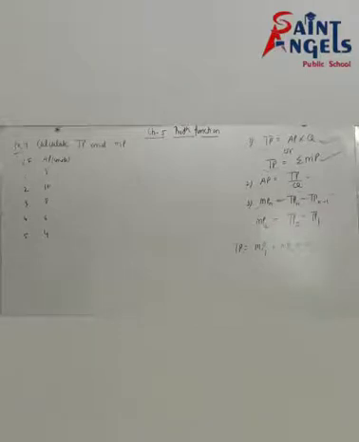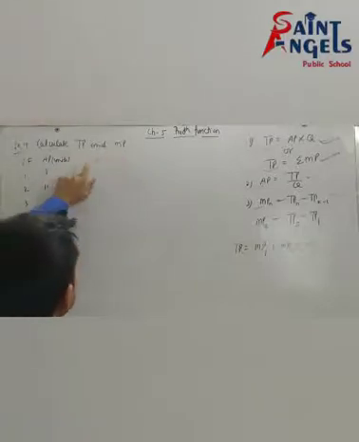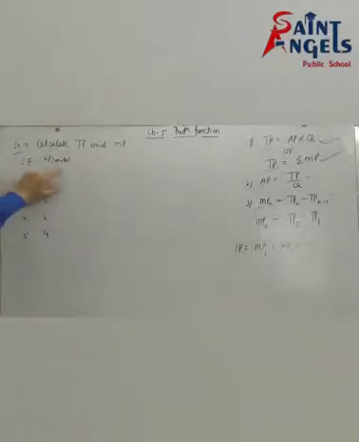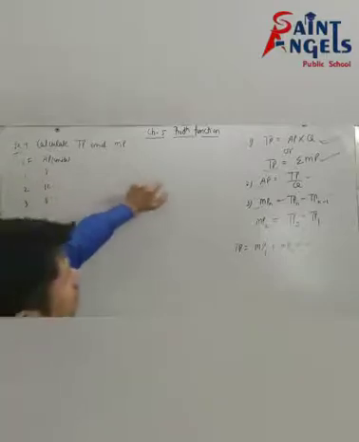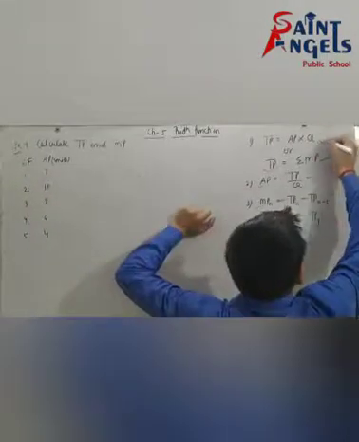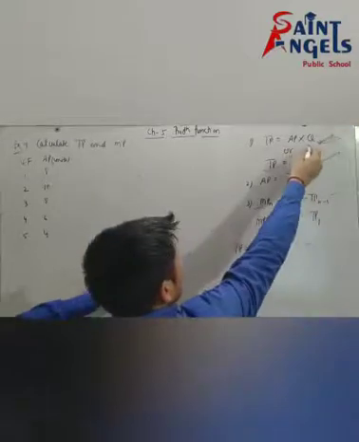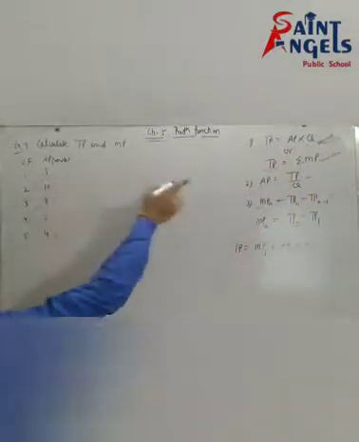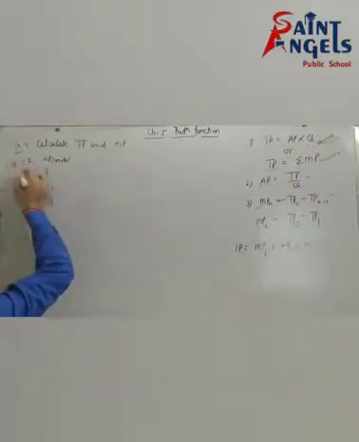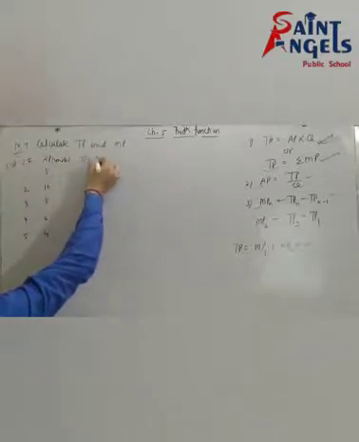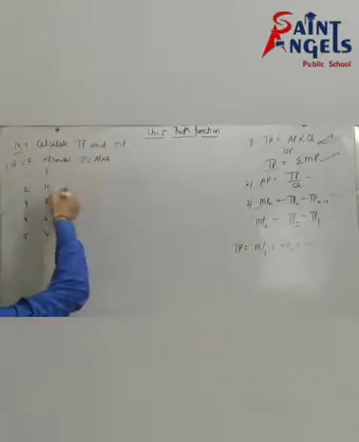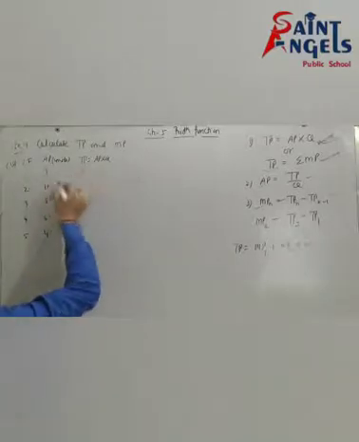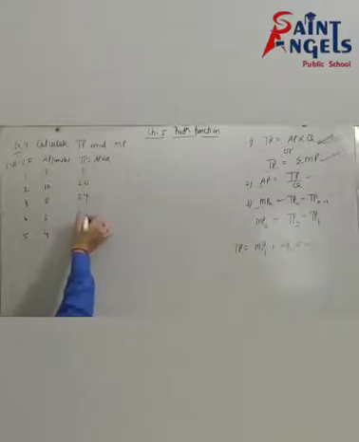See next question. Calculate TP and MP. Total product and marginal product. Now in this question, value of AP is given, so we will use this formula. TP is equal to AP into Q. Q means variable factors. So TP is equal to AP into Q, because value of AP is given. See, 8, 20, 24, 24, and 20. So I hope it is clear.